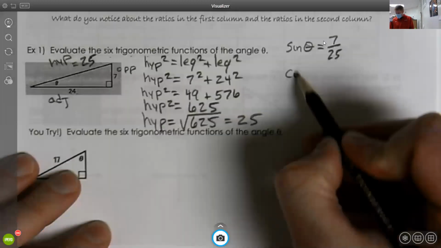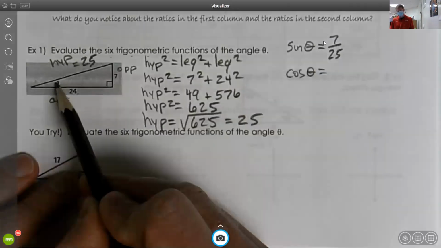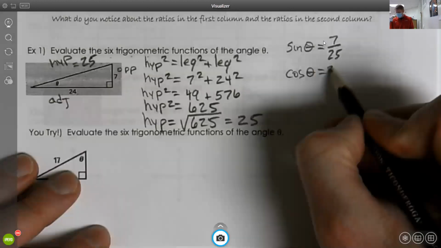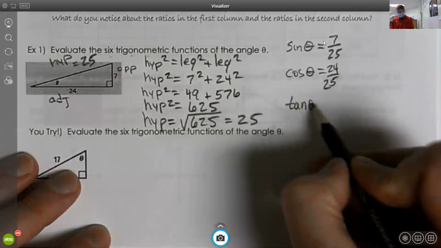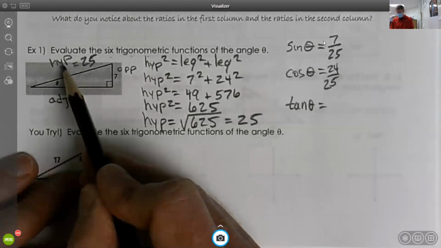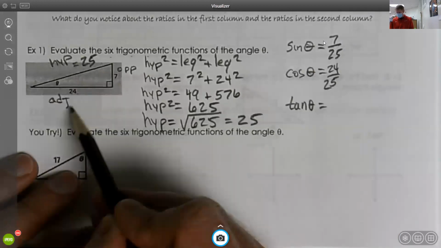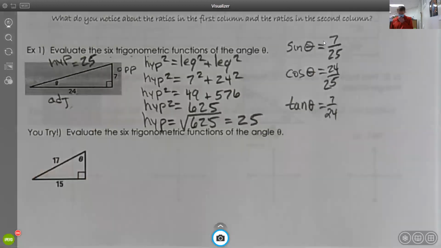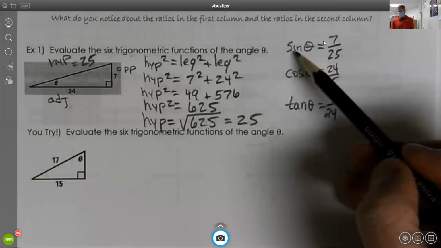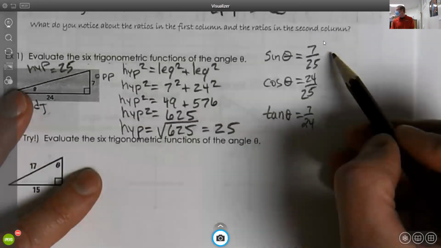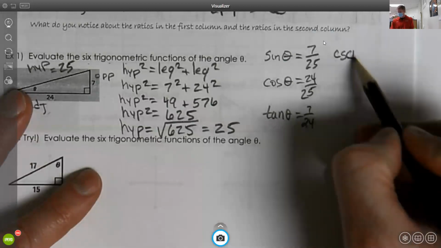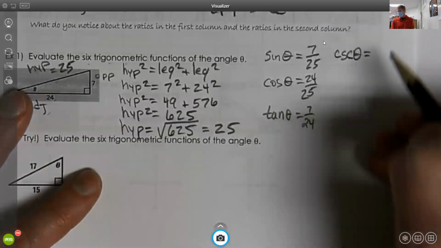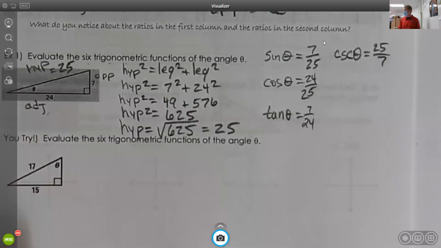So next we have the cosine of theta. From theta, that's going to be 24/25. We could do tangent of theta, which is the opposite over adjacent, which is 7/24. Now we've got our other 3 trig functions. Since sine starts with an S, I'm going to look at the new trig ratio that starts with a C. So that would be CSC of theta, cosecant. And that's going to be the reciprocal of sine.